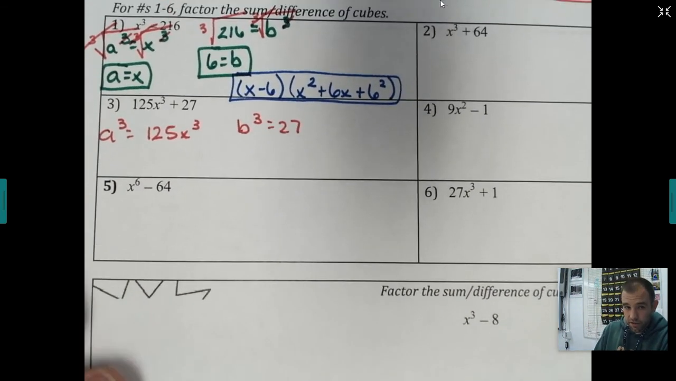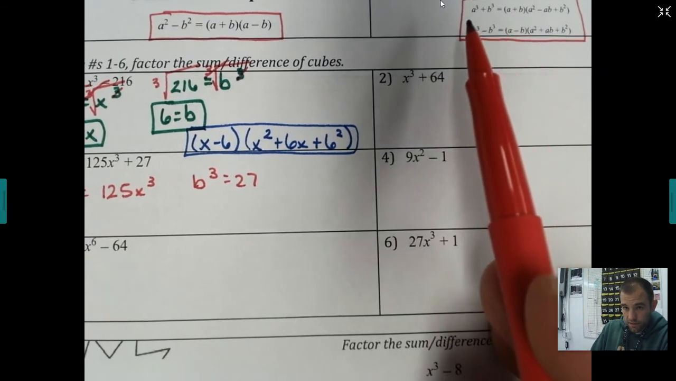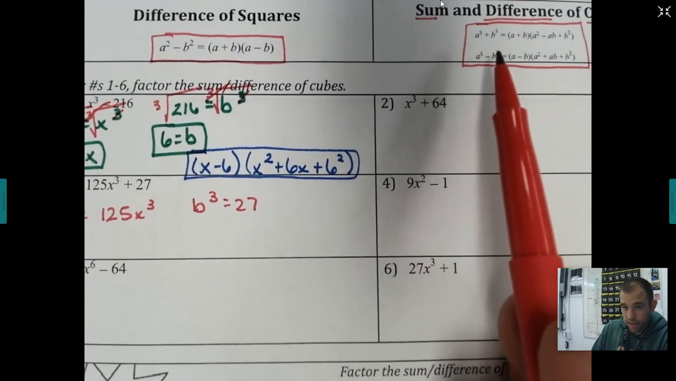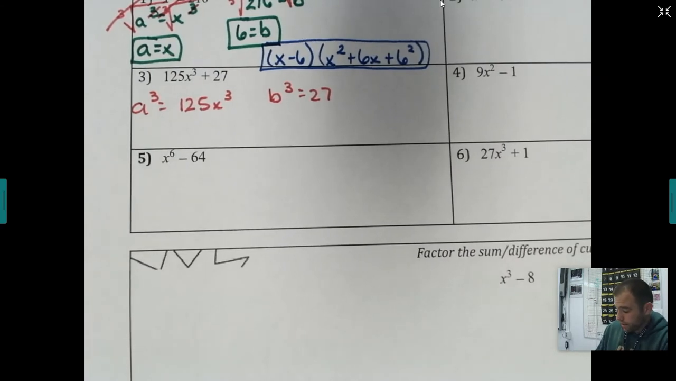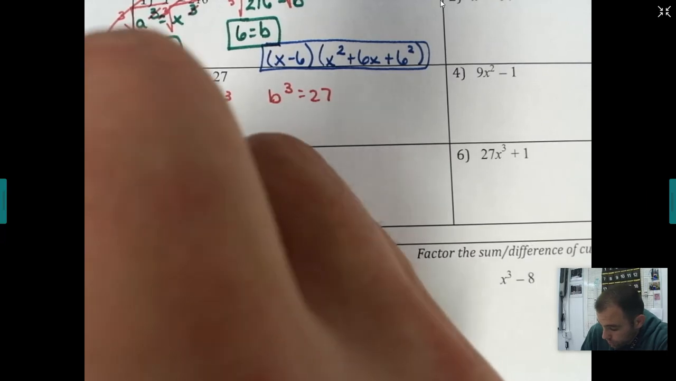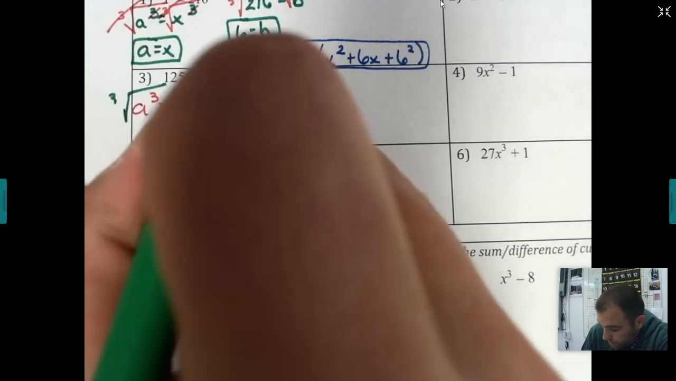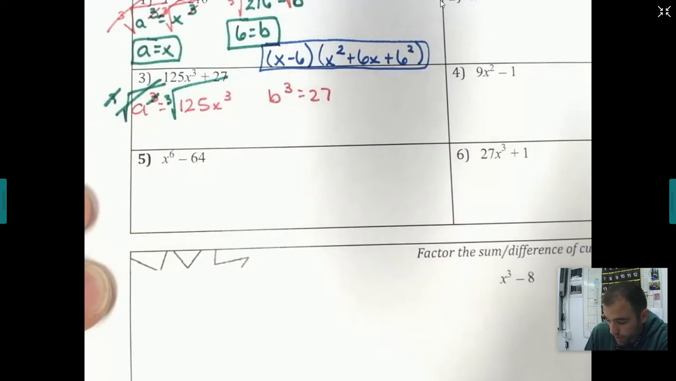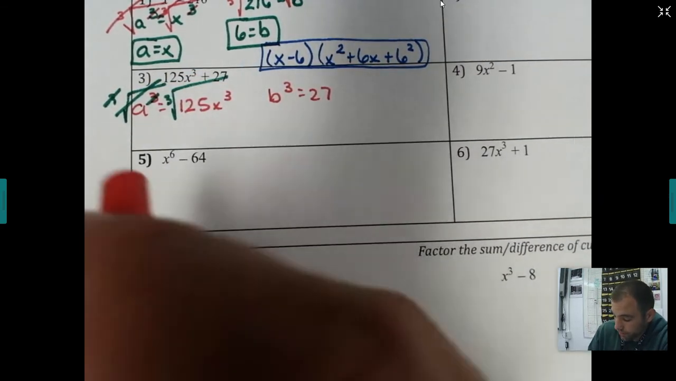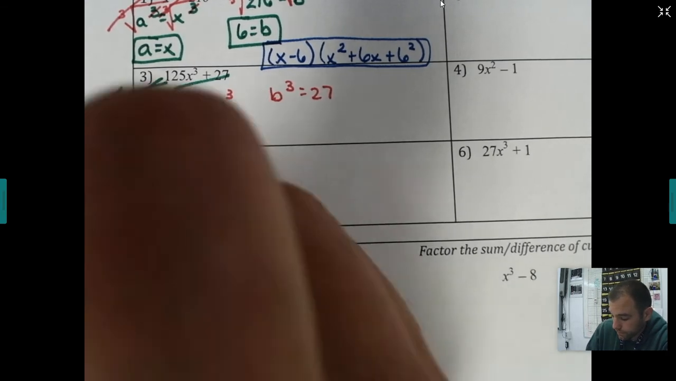Again, it looks just like this. So I need to figure out just what a and b are. If I were doing that, I need to get rid of the cube. So I am going to cube root both sides. That way the cube root and the cube will cancel, and I'm just left with a equals.